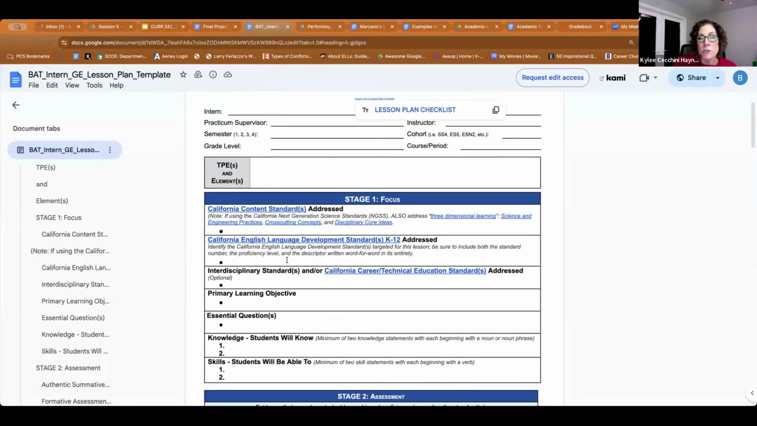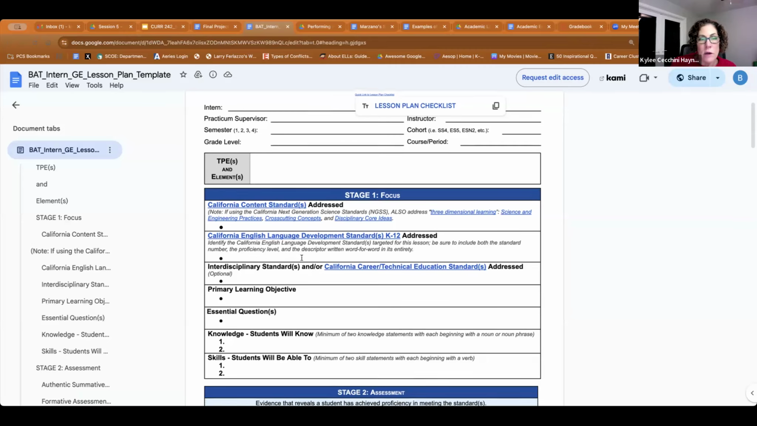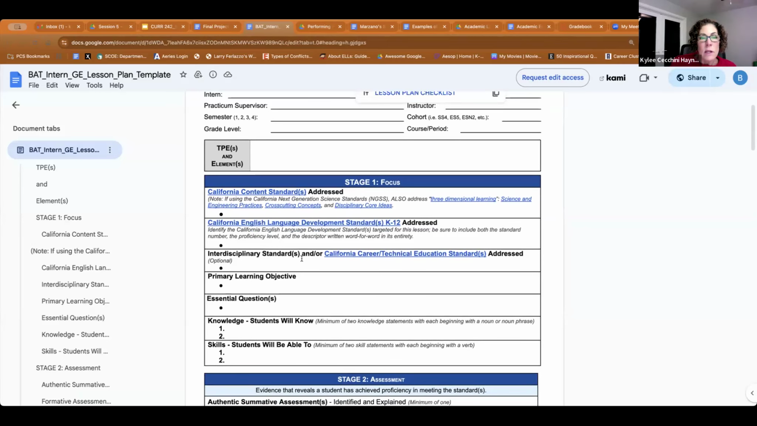I will teach that to you much more specifically in our 252 class. You guys will be with me for the EL strategies, but this ELD strategy should connect in with that content standard. Then this is optional. If it doesn't make sense for this lesson, then skip the interdisciplinary standard.